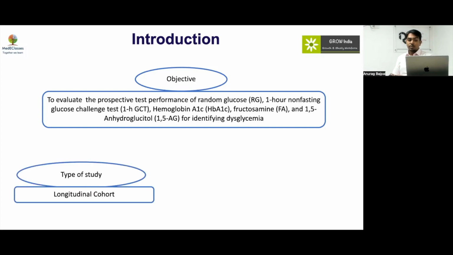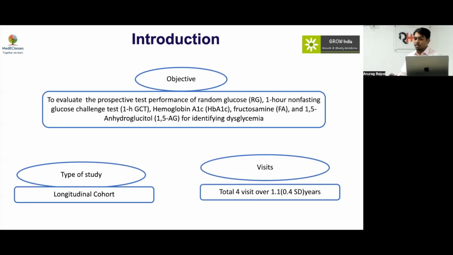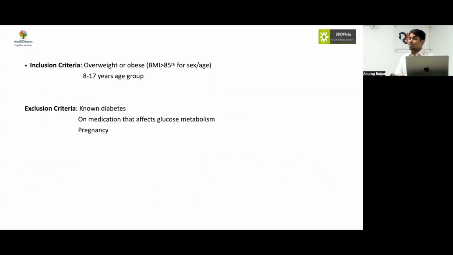And the type of study was a longitudinal cohort, the study duration was 1.1 years, and a total of 4 visits were included in the study. So what are the inclusion and exclusion criteria?